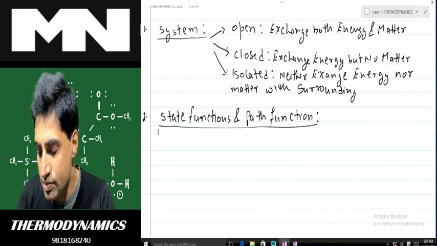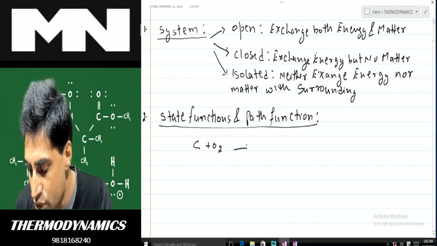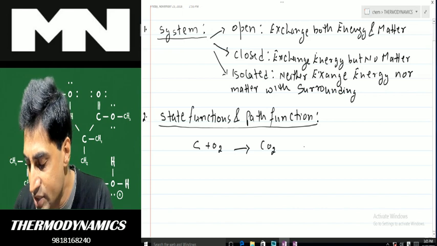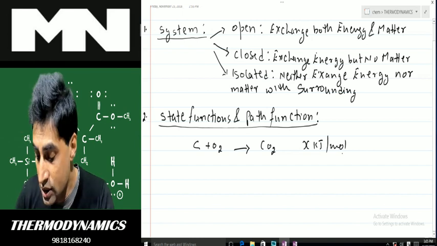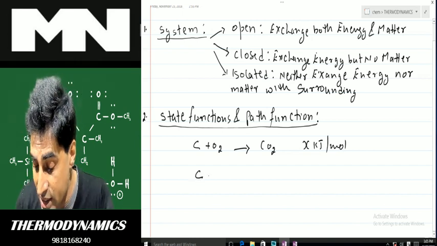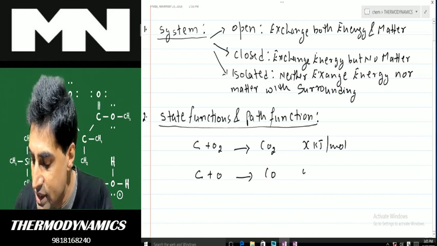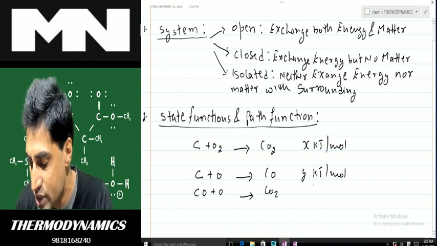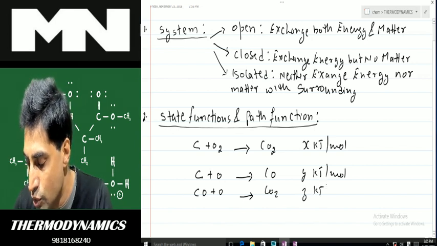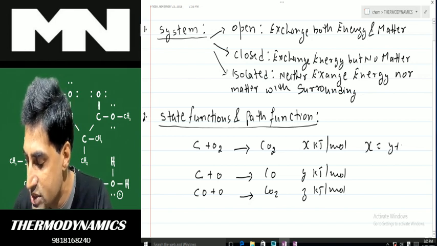I'll give you one example. Say I burn carbon and it gets converted to CO2 and it gives out X kilojoule per mole of energy. Now I follow another path where I burn carbon and form carbon monoxide. The energy given out is say Y kilojoule per mole. Then I burn that carbon monoxide again and it gets converted to carbon dioxide. The energy given out is say Z kilojoule per mole. You will notice that X is equal to Y plus Z.